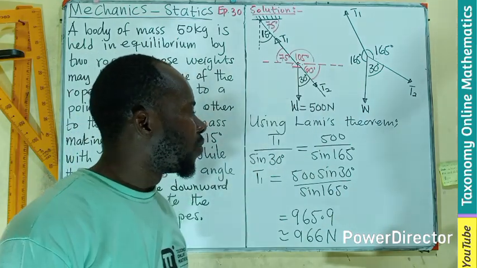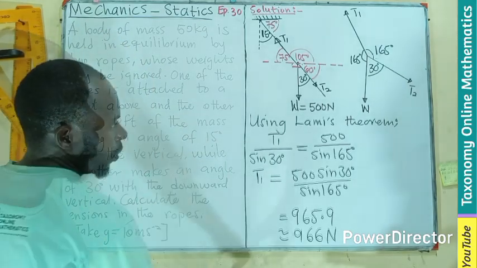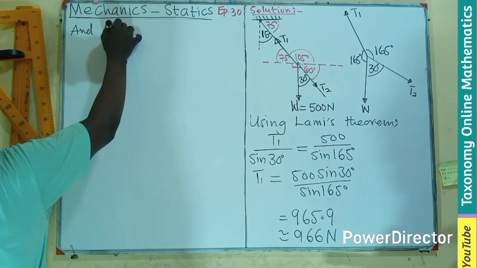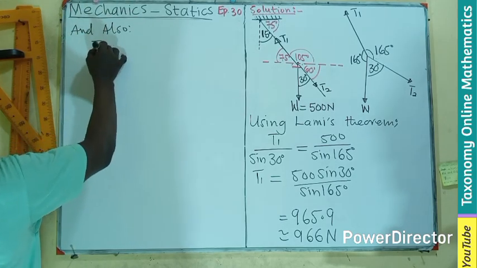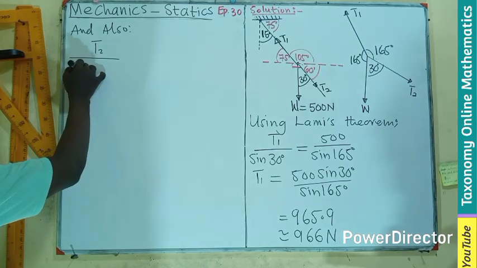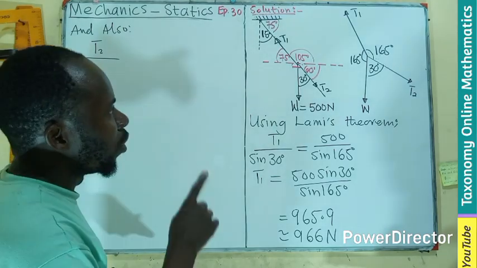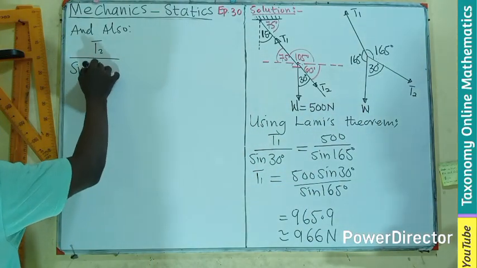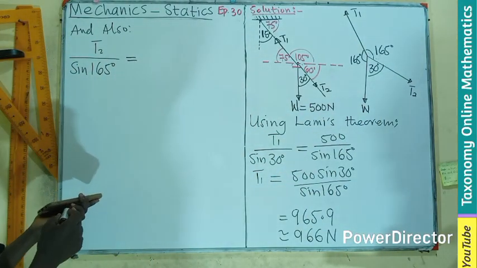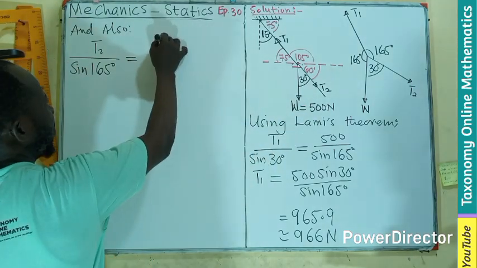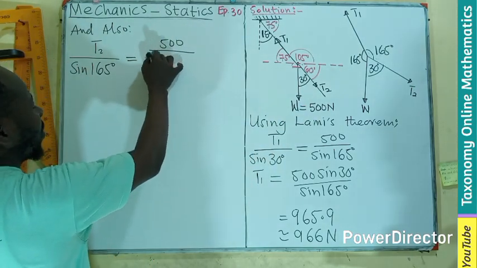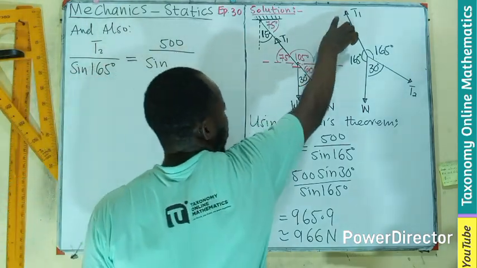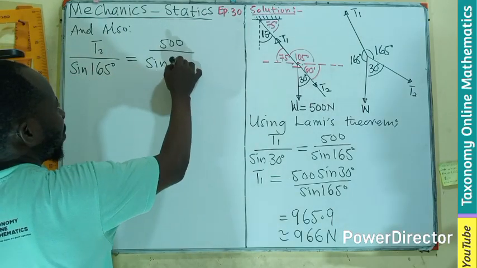We need to calculate for that of tension 2 as well. So from here we can say similarly, picking T2 divided by the sine of the angle between W and T1. This is T2, so here 165 degree equals to, let's begin W, which is 500 divided by the sine of the angle between T1 and T2, T1, T2, which is also 165.